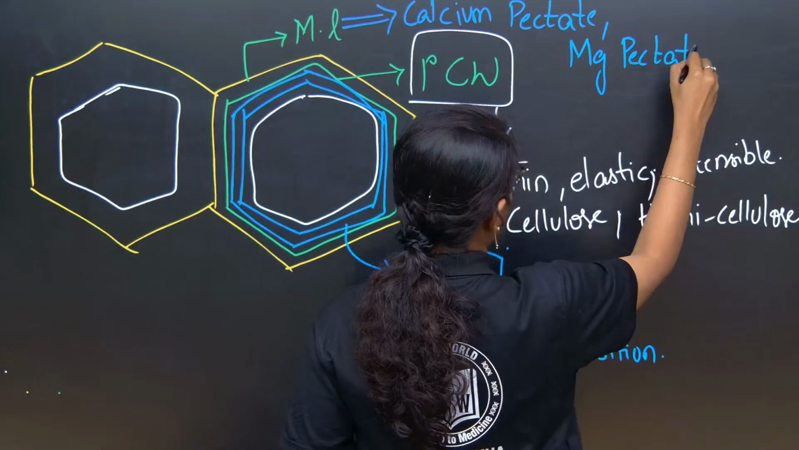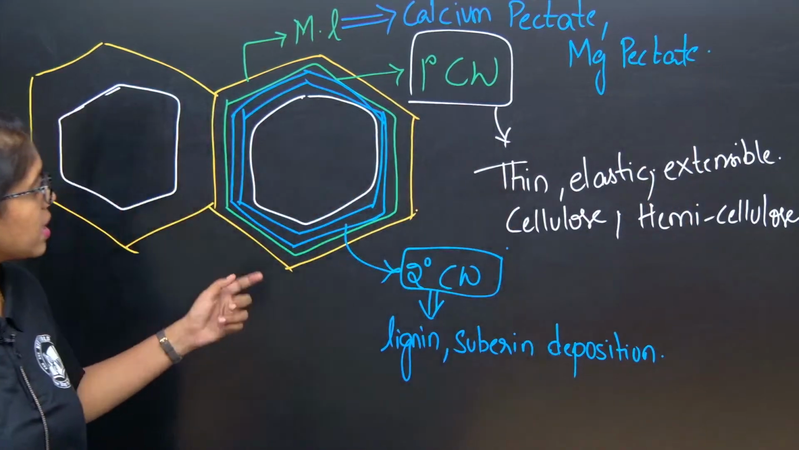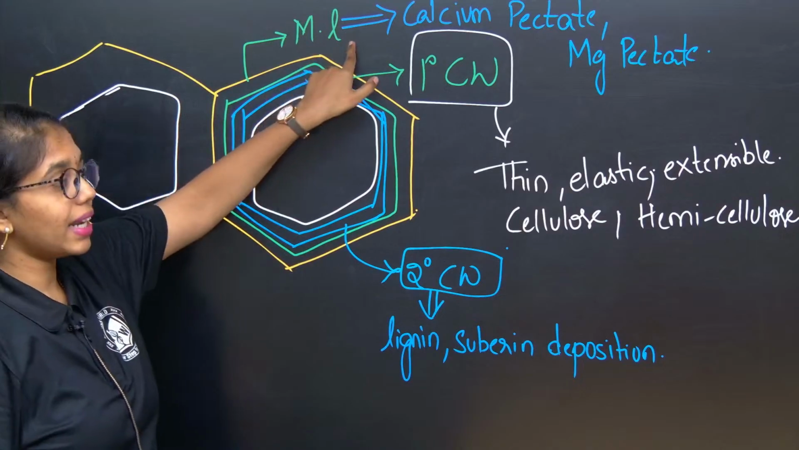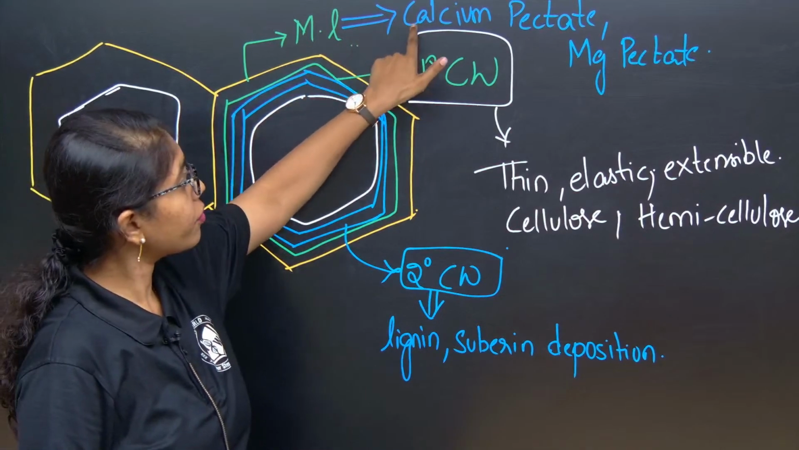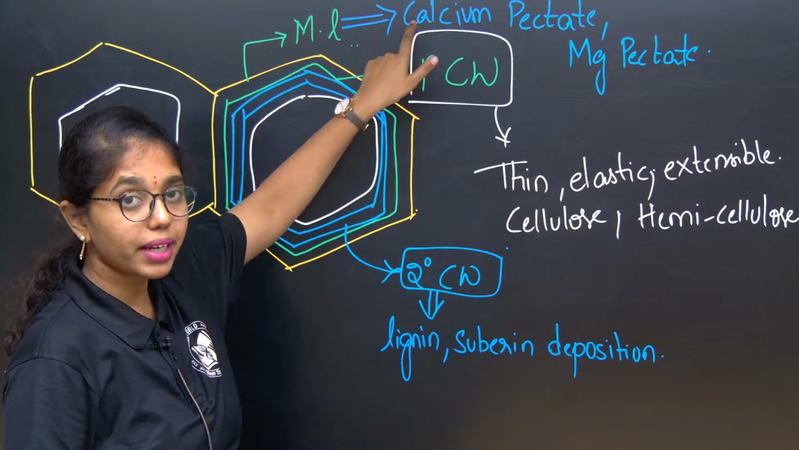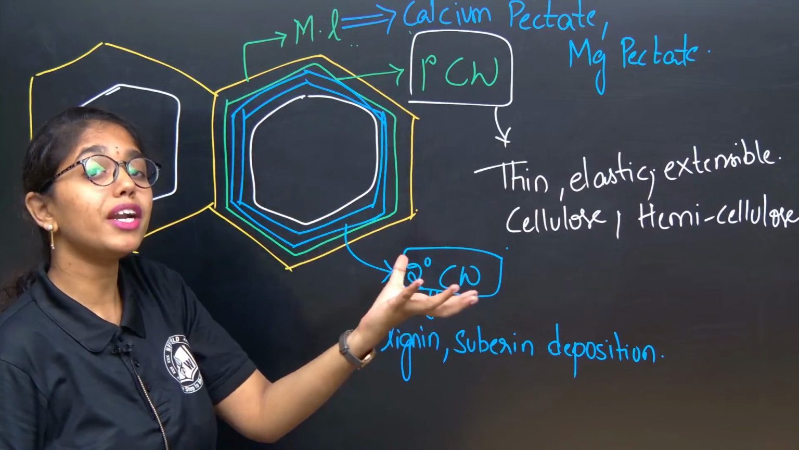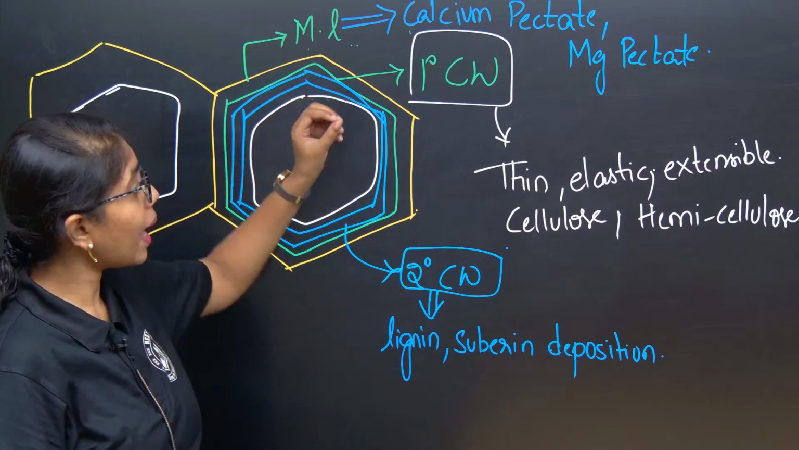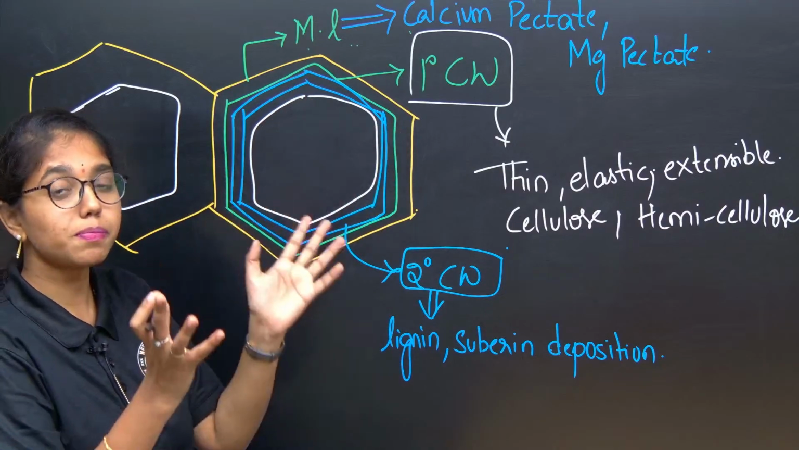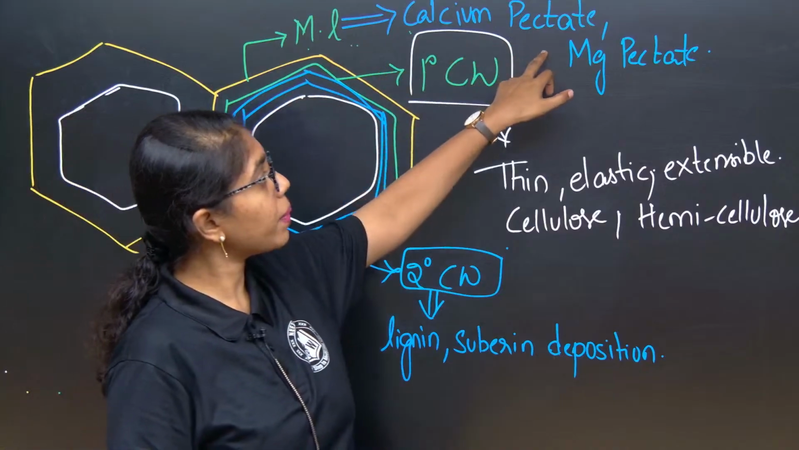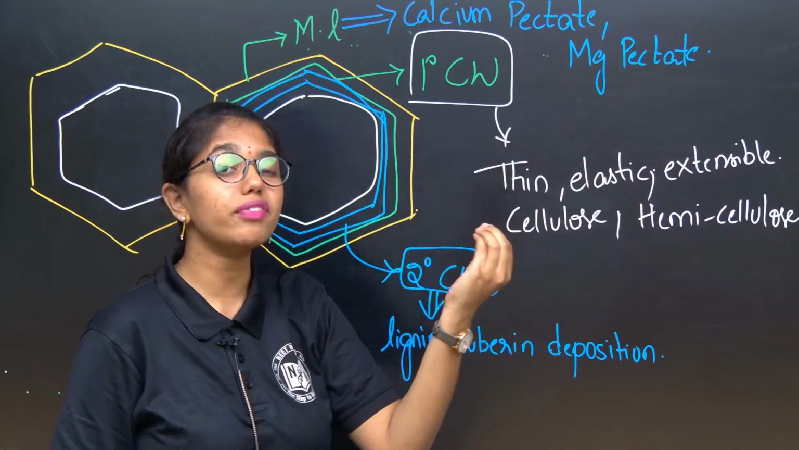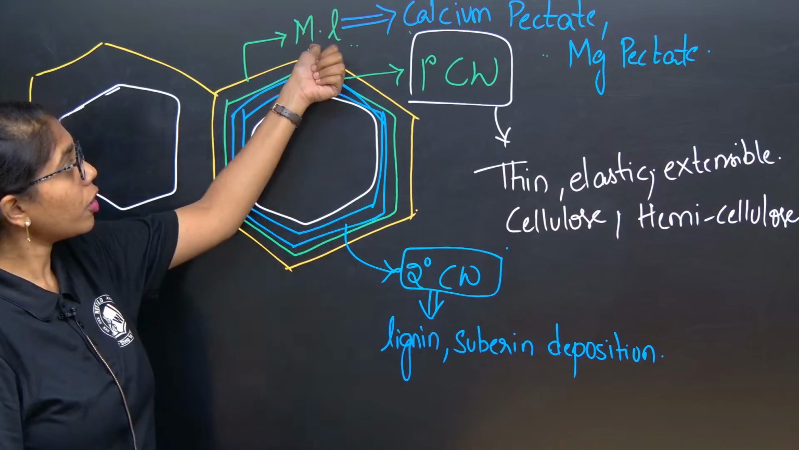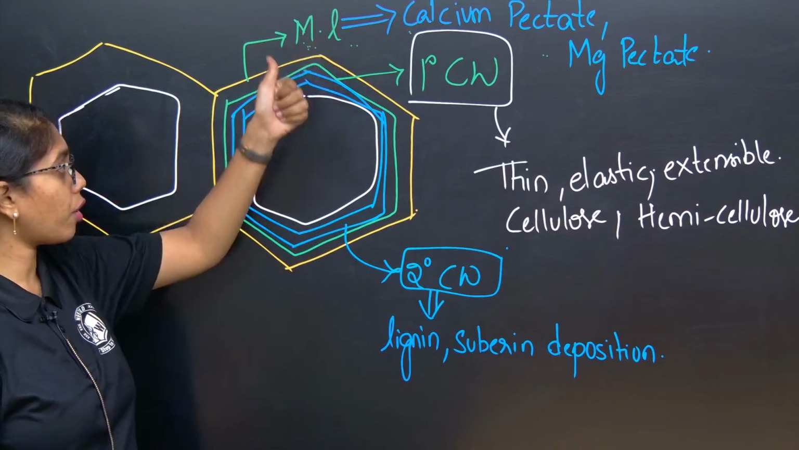Compositions are very important, beta. Here, from outer to inner side, the first formed layer is the middle lamellae. These are made up of calcium pectate and magnesium pectate. That is why in ripened fruits, the middle lamellae over the cell walls gets dismantled, and the calcium pectate and magnesium pectate give that brittle nature to the fruit pulp. Okay, that is about the middle lamella, the first formed layer of the cell wall.